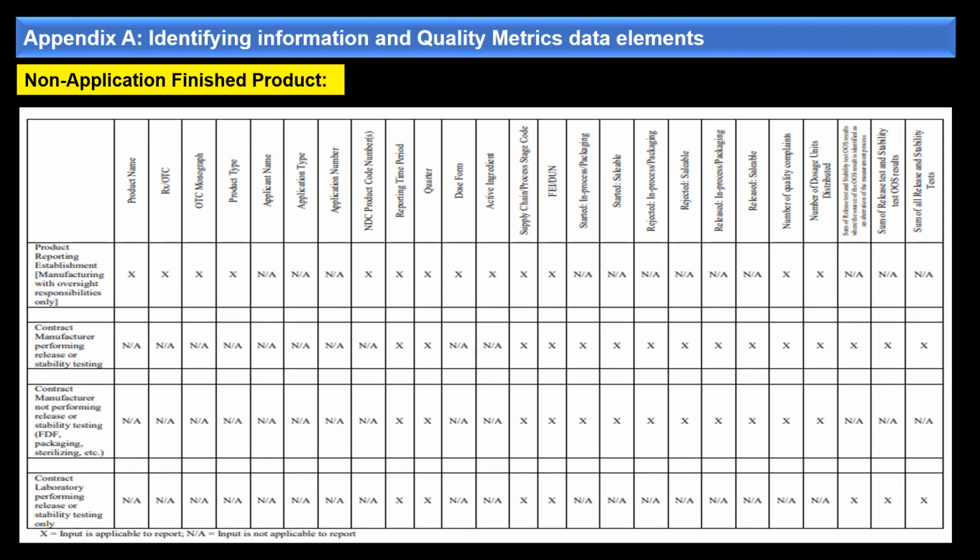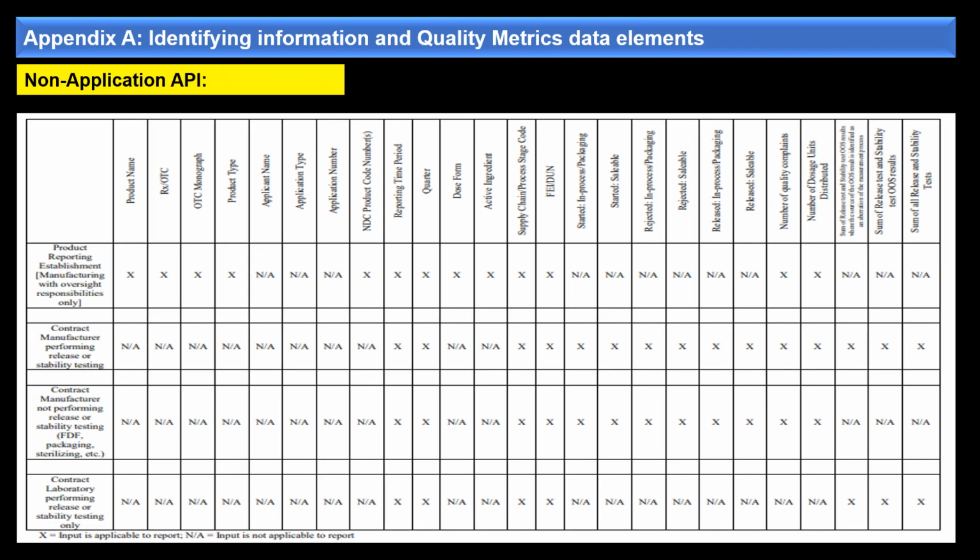The next part is the non-application finished product. Again, this is the same information that we have seen in the previous two parts, that is application finished product and application API. So this is non-application finished product and the data remains the same. And then again, non-application API, where the information provided for the matrix is the same.